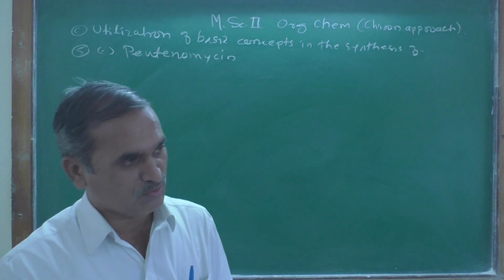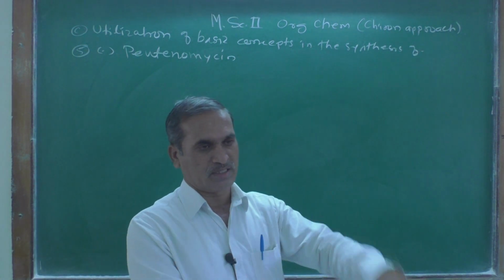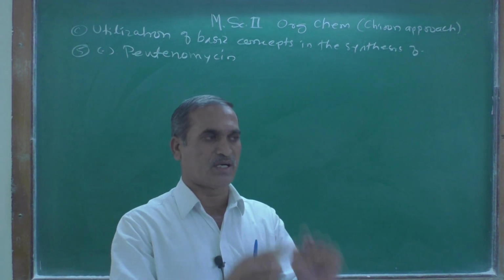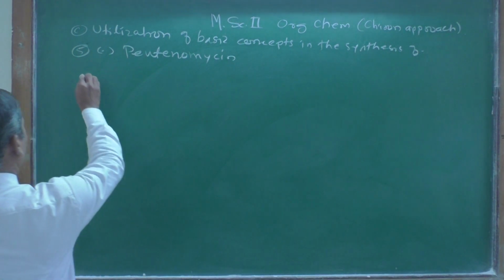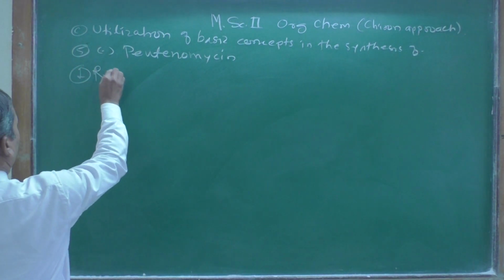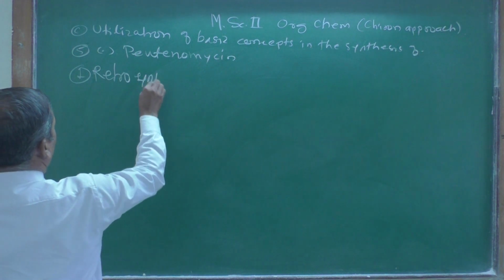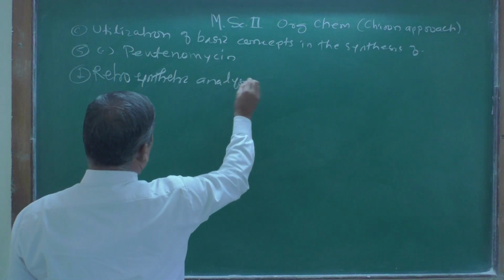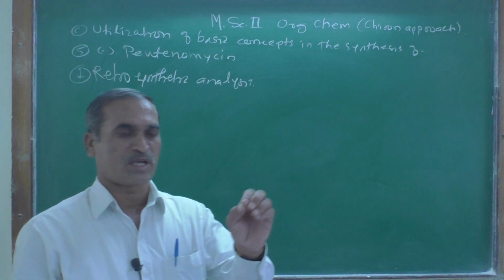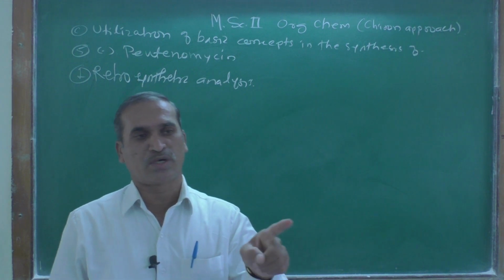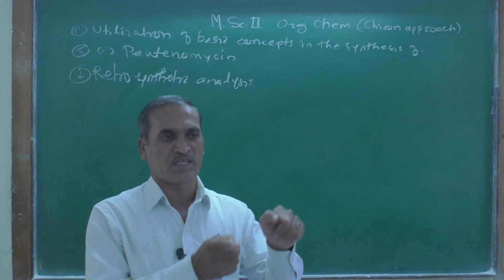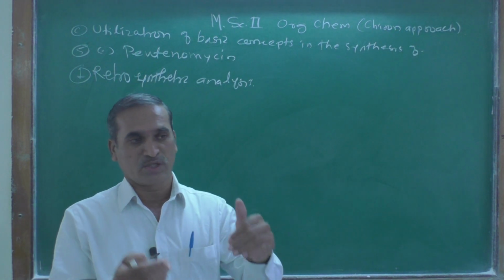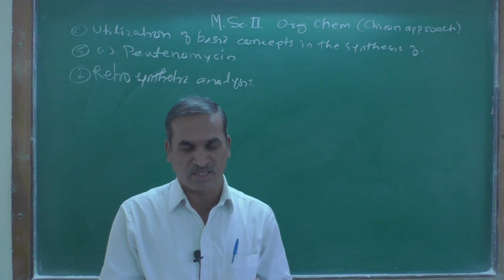So now first, as we know that generally this is divided into two parts. The first part is a retrosynthetic analysis. First let us see the retrosynthetic analysis. And as we know, retrosynthetic analysis means what? The process of breaking down a target molecule into convenient starting material by using disconnection and FGI is known as retrosynthetic analysis.